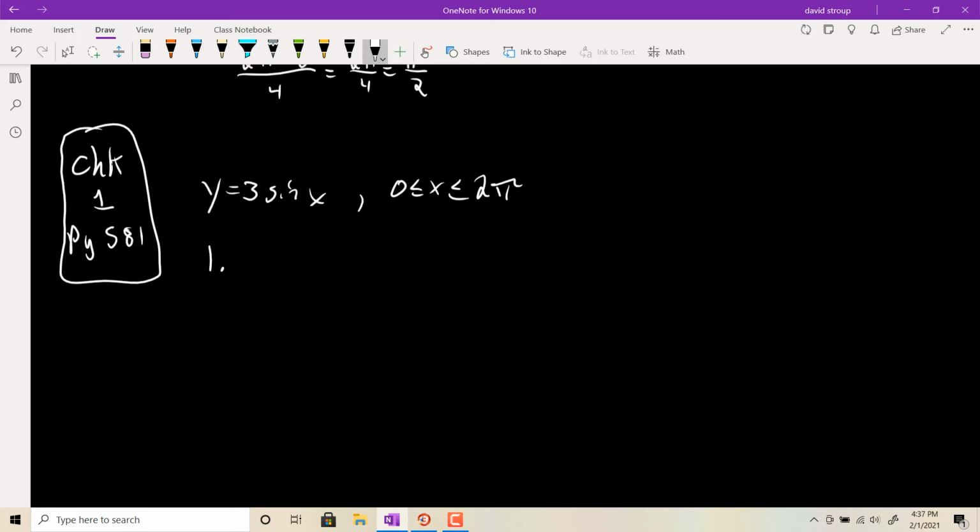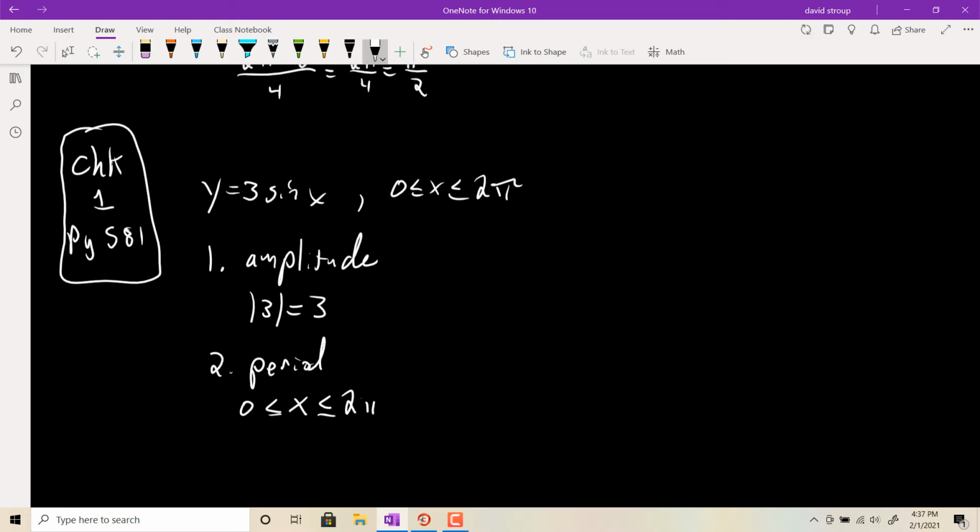So first you get the amplitude, and basically that's just the absolute value of 3, which in this case is just 3. Secondly, then you want the period. So for these beginning problems, it's always easy. It's just 2 pi, basically. You're going from 0 to 2 pi.